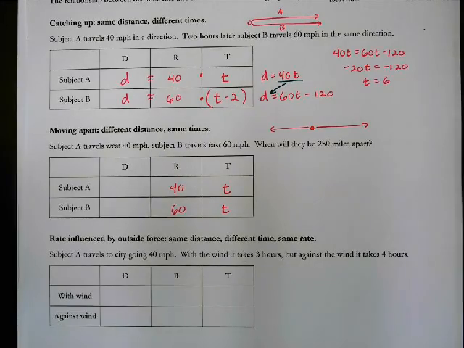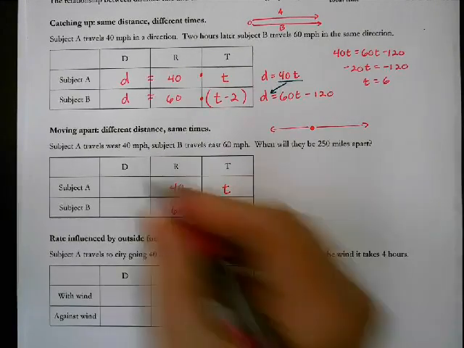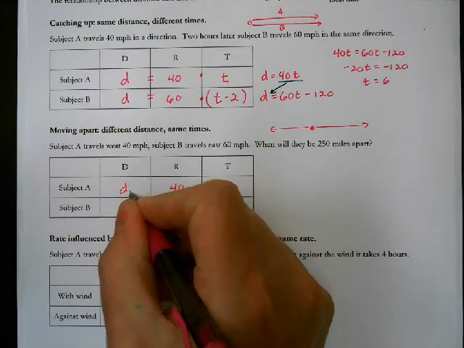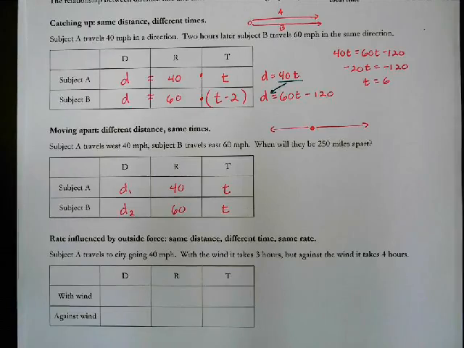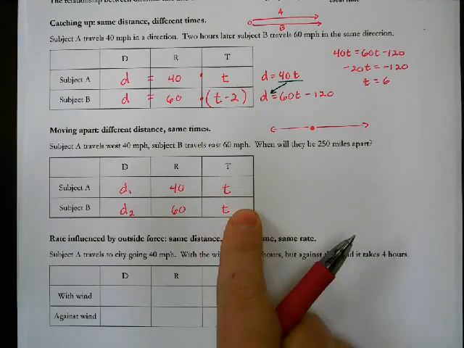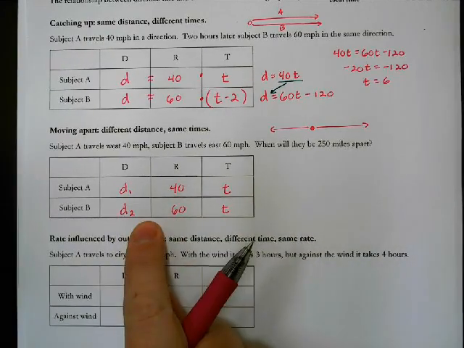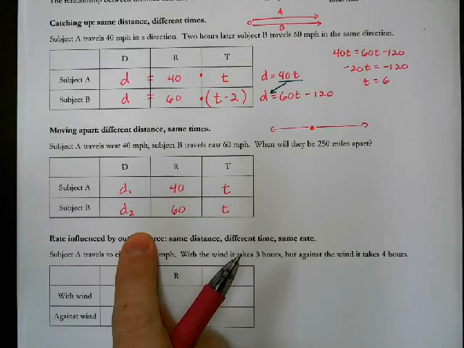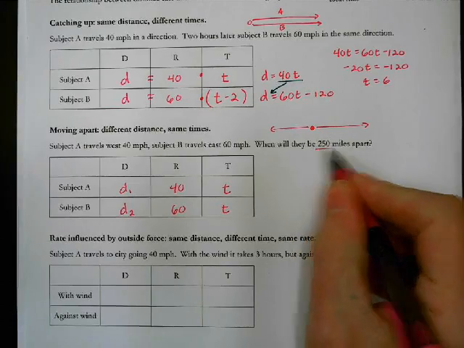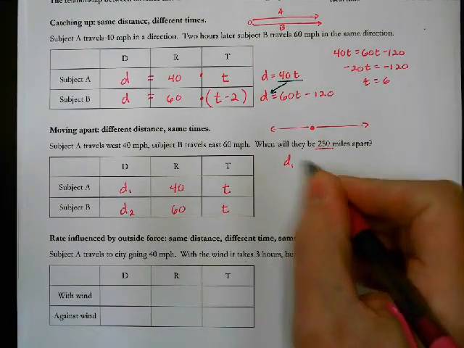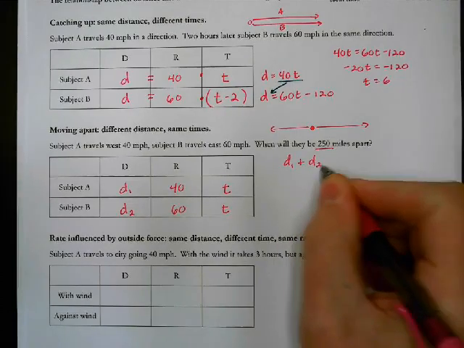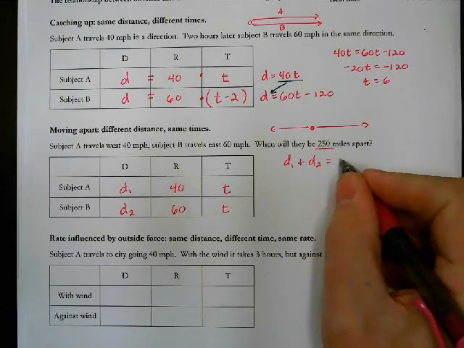The way I prefer to do it is just to indicate that they have two different distances. Distance 1 and distance 2. Since they're going different speeds for the same time, they're not going to travel an equal distance. These two distances are different. But here's what I do know. I know their two distances should add up to 250. So distance 1 plus distance 2 should equal a distance of 250 miles apart.